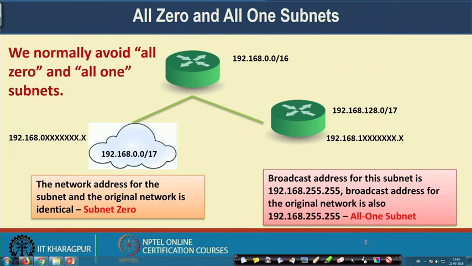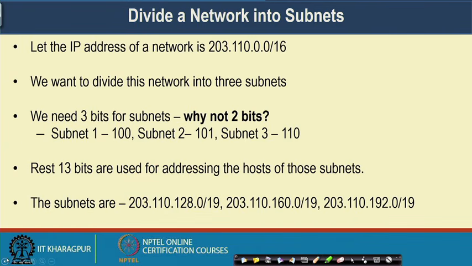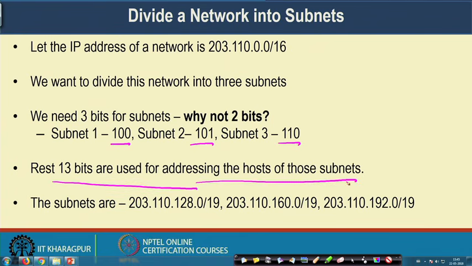So, in the previous case, if you are going to use 2 bits to denote 3 subnets, then you have to use either 00 or 01 as part of your subnet IP. You do not want to use that, to avoid the all zeros and all ones subnets. So, you need to use 3 bits for creating these subnets. Now, with 3 bits, subnet 1 can be 100, subnet 2 can be 101, and subnet 3 can be 110. And the remaining 13 bits can be used for addressing the hosts inside those subnets.